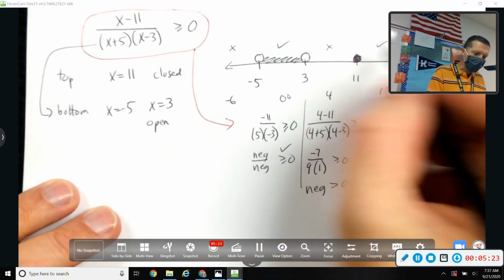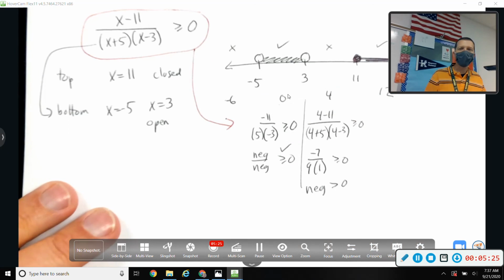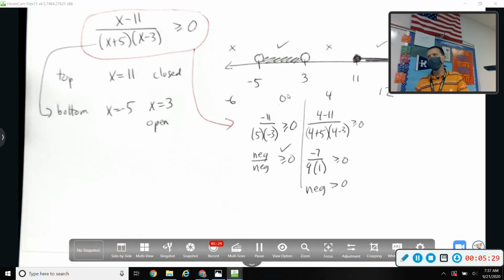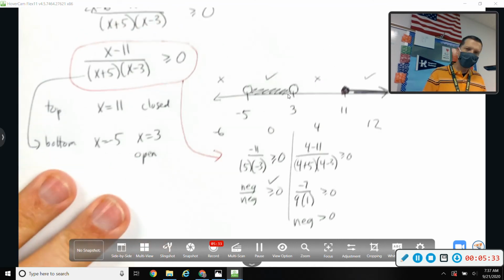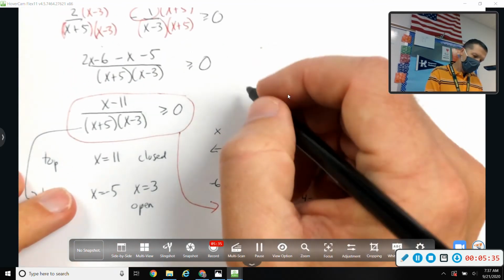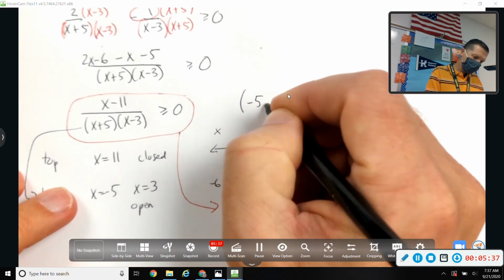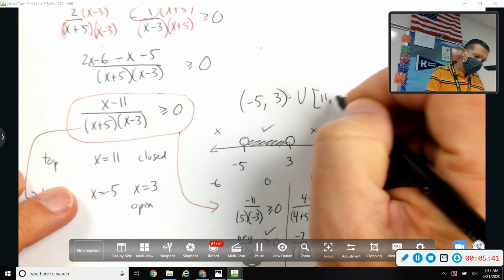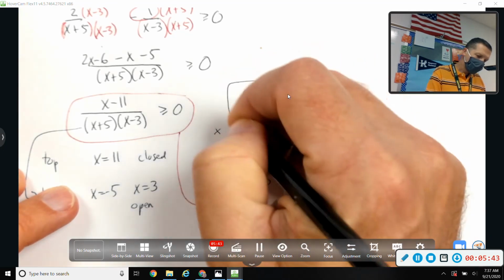And so I feel pretty good. I'll trust the alternating rule from there. Again, you can use the alternating rule. You do not have to check every interval. Check however many you need to feel confident in your answer. Interval notation. Our answers go from negative 5 to 3. And then from 11 to infinity.